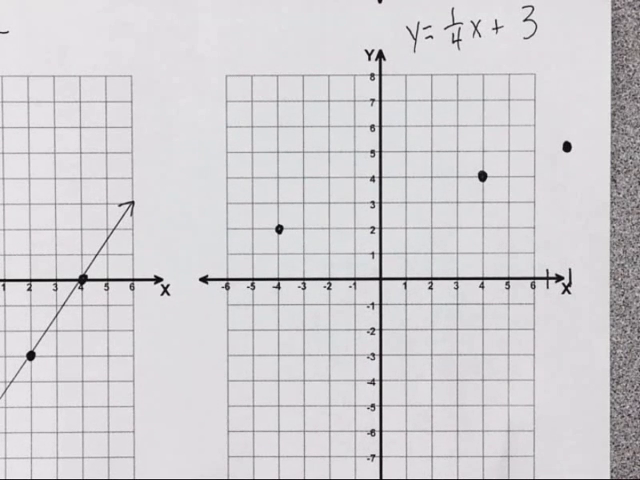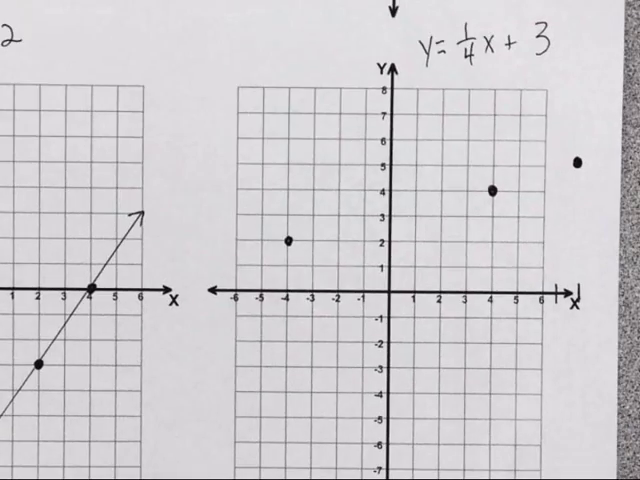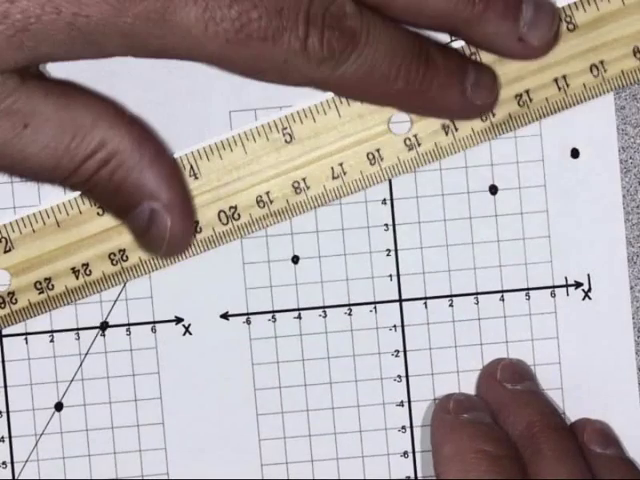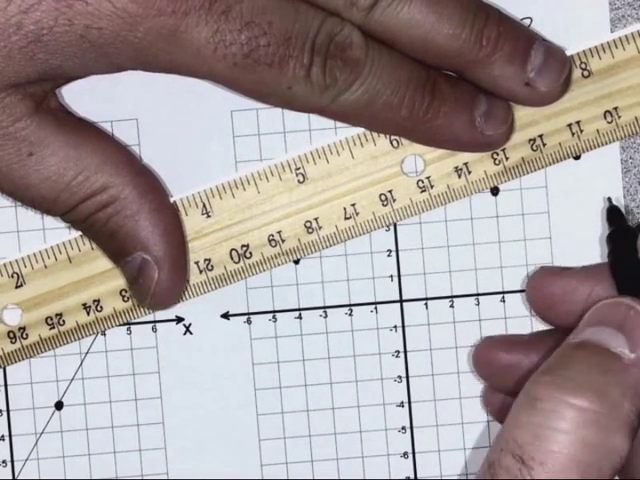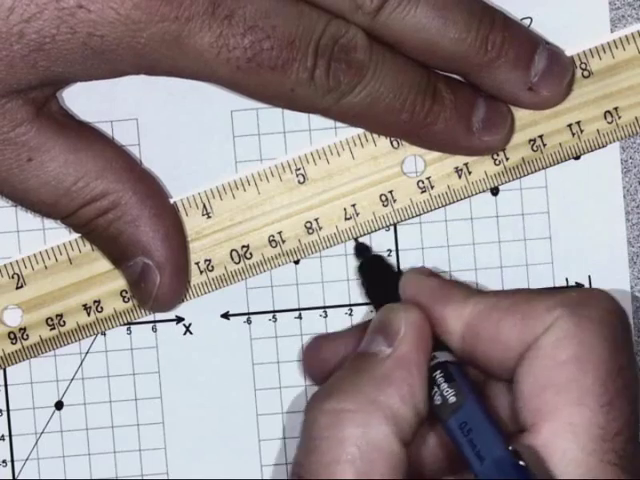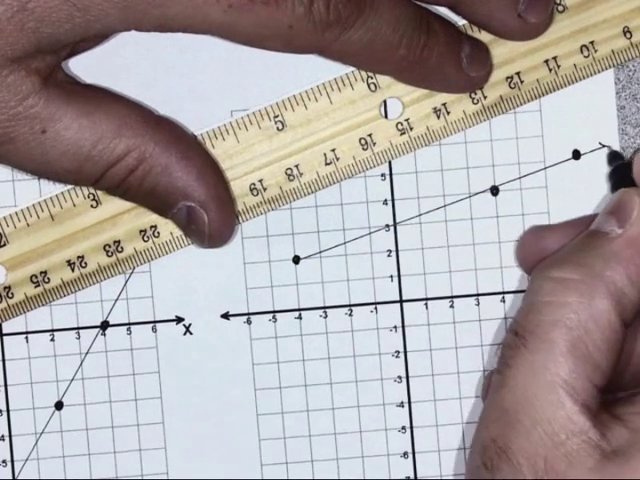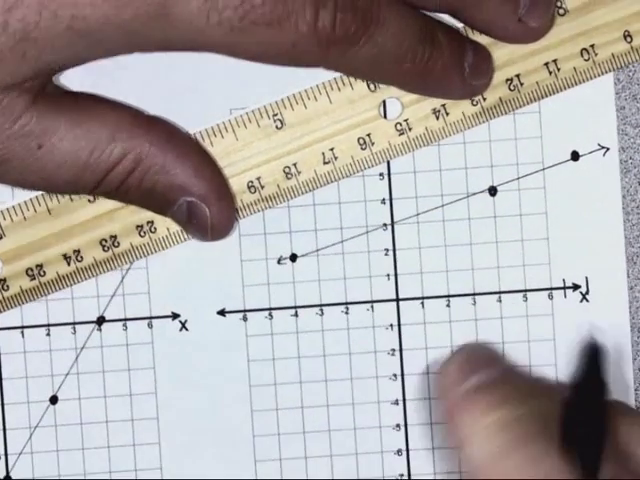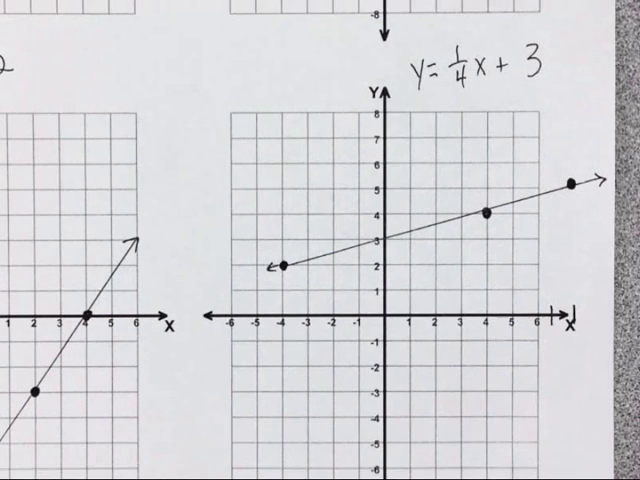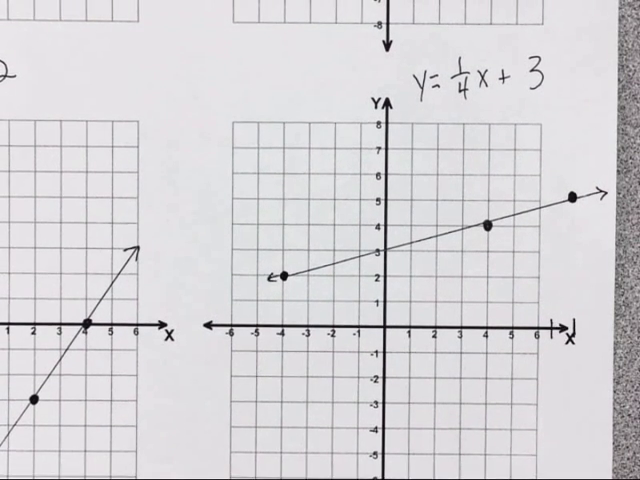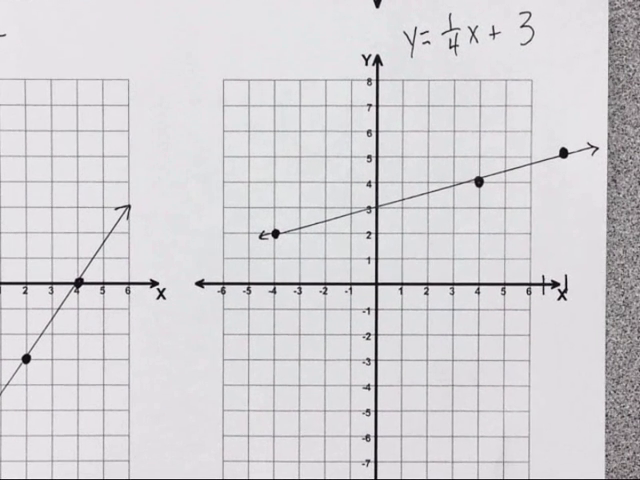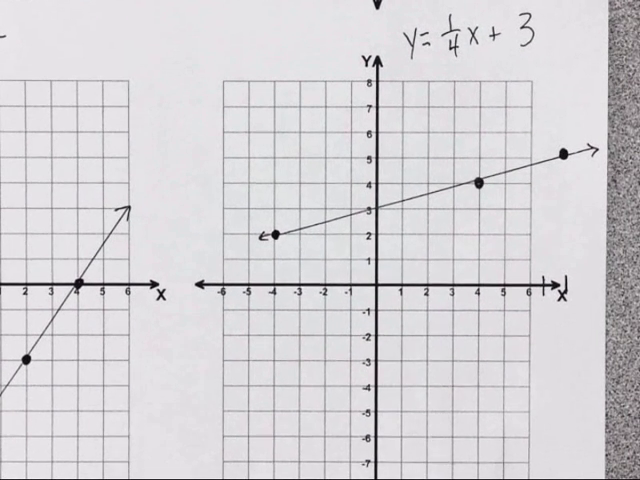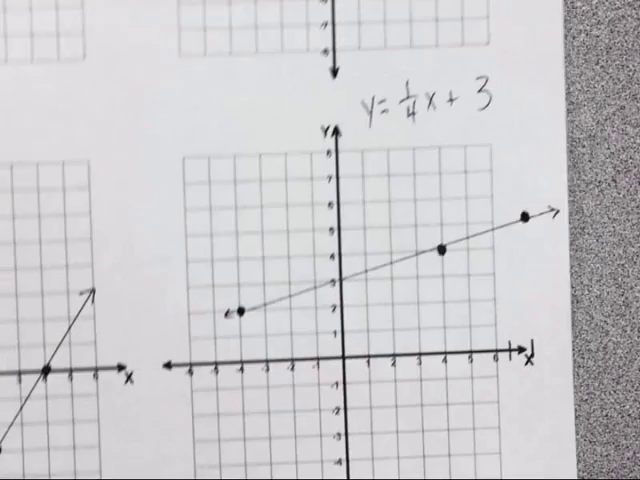And once again, our 3 points line up to form a line, and we get the graph of our equation.